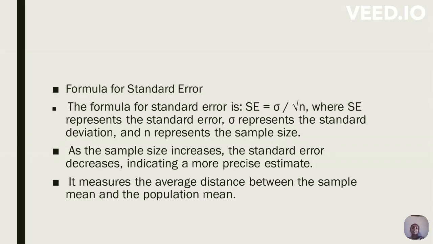Next, we will discuss the formula for the standard error. The formula for standard error is SE equals standard deviation divided by square root of n, where SE represents the standard error, standard deviation is represented by sigma, and n represents the sample size. It means the average distance between the sample mean and the population mean. As the sample size increases, the standard error decreases, indicating a more precise estimate.